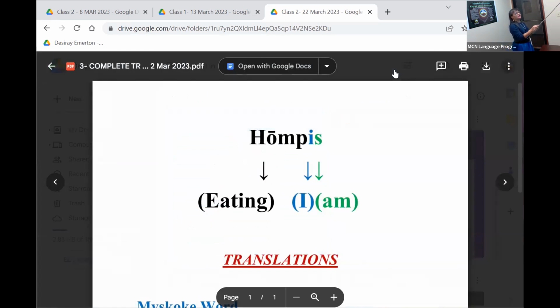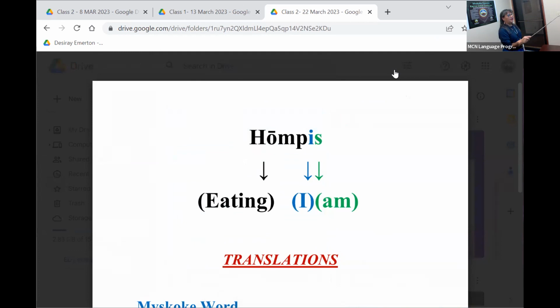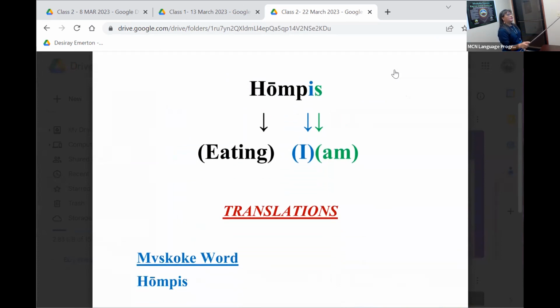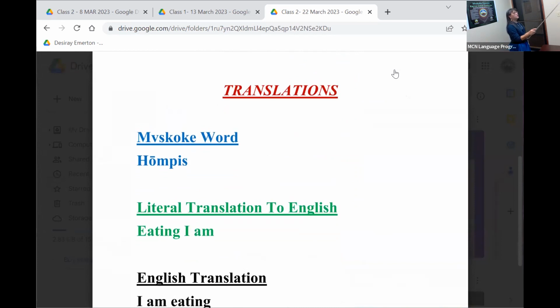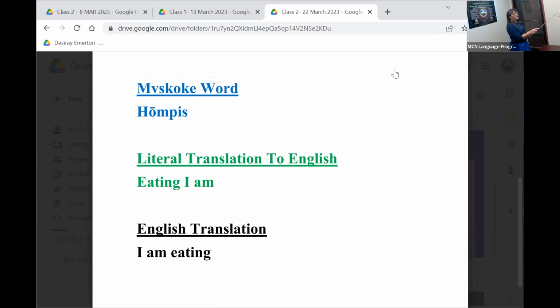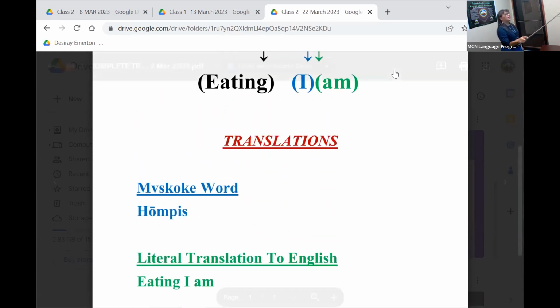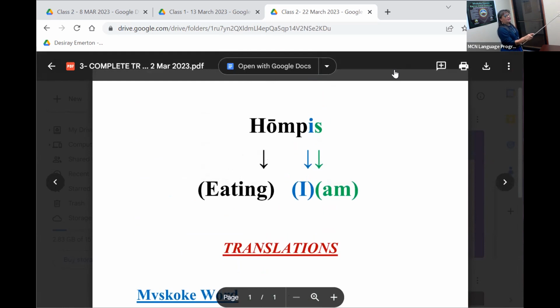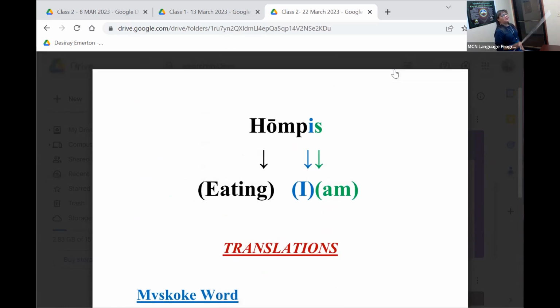So this is your verb stem, eating. And you can see where the I lines up, I. And you can see what the S literally means, I am. And that's the translation for the Mvskoke word, home base. For the Mvskoke word, that's the whole sentence. The literal translation for home base is eating, I am. And you can see that right here. Eating, I am. So when you see this, you now know what each part of this word means.